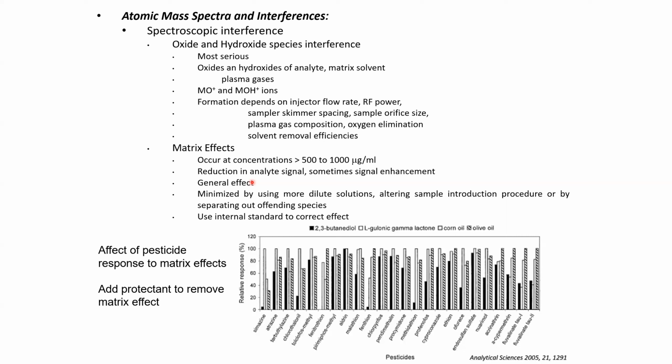So the effect of pesticide response to matrix effects. So here are different pesticides and the effect of different matrices on their relative response rates. And so we need to add a protectant to remove the matrix effect, because if we don't actually take into account the effect of our matrix, then it's possible that we will not know the actual quantity of our chosen analyte in our system.